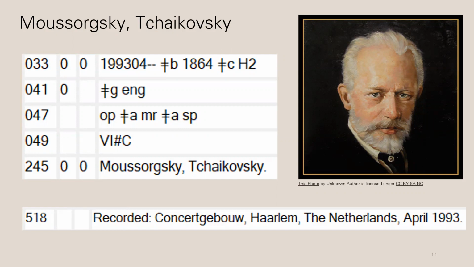Subfield B is the Library of Congress Geographic Classification Area Code 1864, which is for the Netherlands. And subfield C, Library of Congress Geographic Classification Sub-Area Code H2 for Haarlem. In MARC field 518, you will see that all text appears in subfield A and that this audio CD was recorded in the Netherlands in April 1993. Just a reminder, the first 8 characters, year, month, day, represent the date and are mandatory if the subfield is used. If any of the first 8 characters being coded are not known, a hyphen is used for the unknown digit or digits.